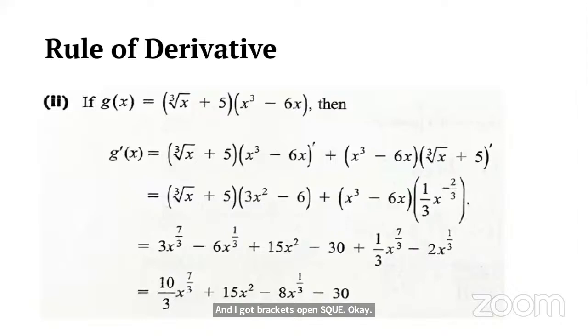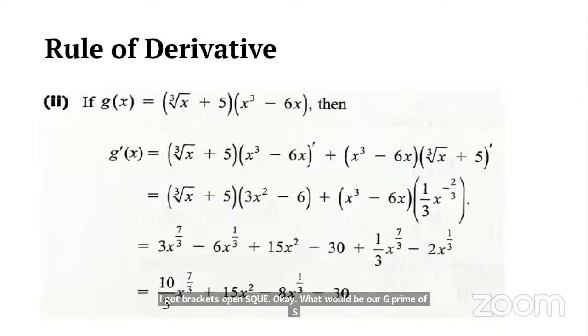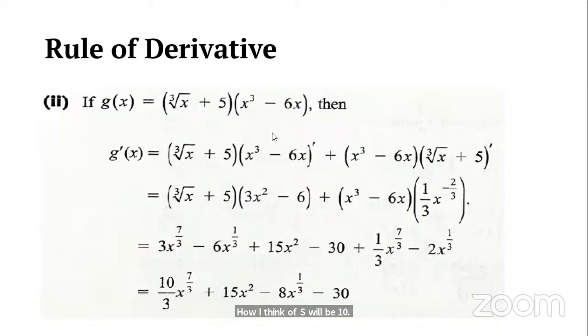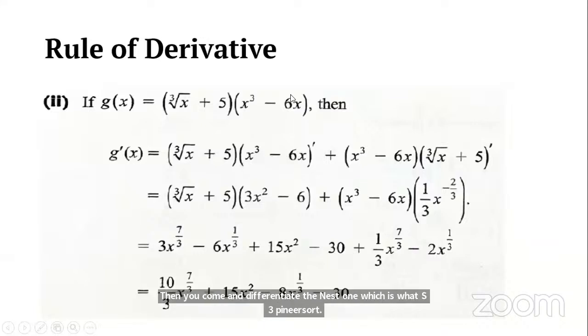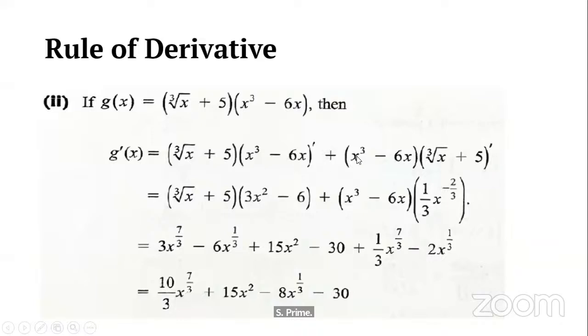Our g prime of s will be the cubic root of this one first, the cubic root of s plus 5. You keep it constant, you don't differentiate this one, then you differentiate the next one, which is s cubed minus 6s prime. Then plus s cubed minus 6s in brackets. You keep this one constant now. So you can see that this one and this are the same. You keep this one constant, then you differentiate the first one, which is the cubic root of s plus 5 times.